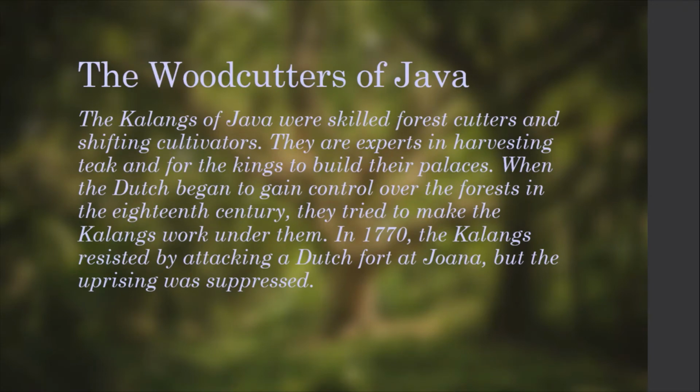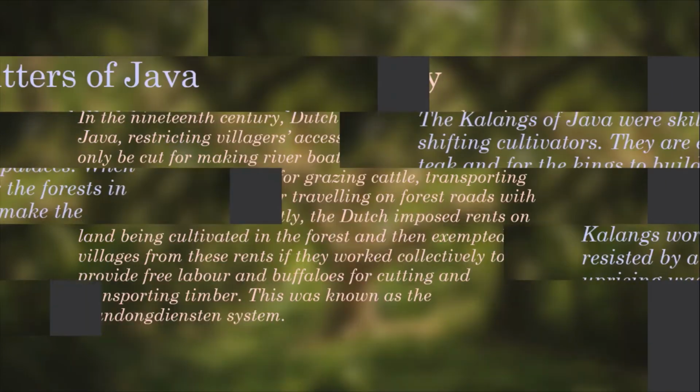The woodcutters of Java. The Kalangs of Java were skilled forest cutters and shifting cultivators. They were experts in harvesting teak for the kings to build their palaces. When the Dutch began to gain control over the forest in the 18th century, they tried to make Kalangs work under them. In 1770, the Kalangs resisted by attacking a Dutch fort at Joana, but the uprising was suppressed.